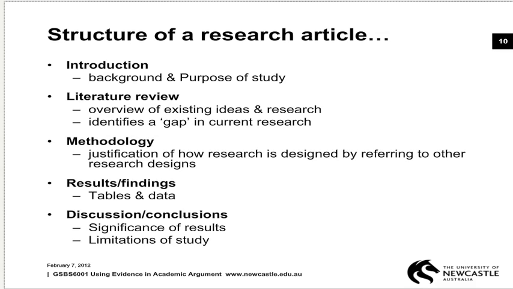Following that is the methodology, which shows how the research has been done and justifies the design. After that is the research findings, the tables and the data, and all of the other information. The final section is a discussion or conclusion, and this talks about the significance of the results, what they mean in the wider context, and also the limitations of the study, what the study couldn't show.